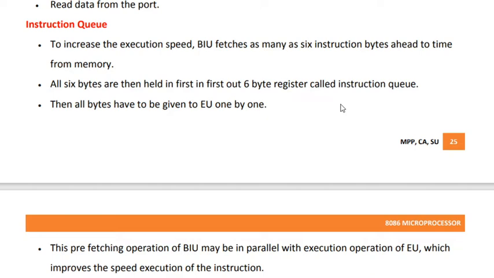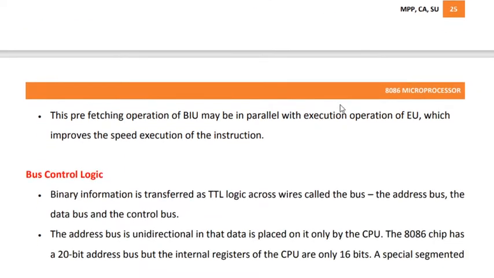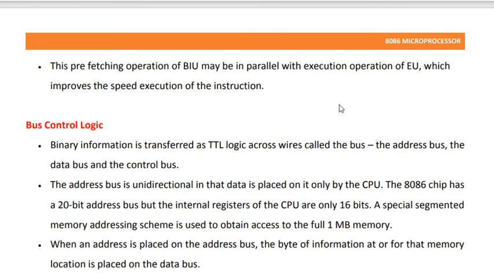So all 6 bytes are then held in a first in, first out 6-byte register called the instruction queue. Then all of these bytes are given to the execution unit one by one in order to perform operation. Now, the prefetching operation of BIU may be in parallel with the execution operation of EU, which improves the overall execution speed of the instruction. So this is the very purpose for which the instruction queue is being used.